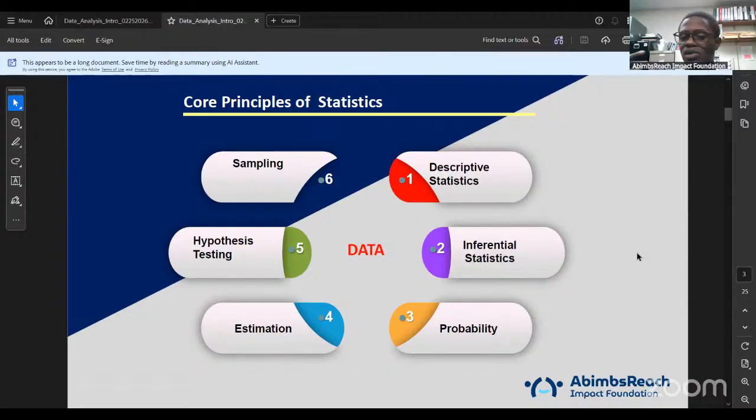Other principles are estimation, which is also linked to inferential statistics, hypothesis testing, which is also linked to inferential statistics, and sampling, which is also linked to inferential statistics.